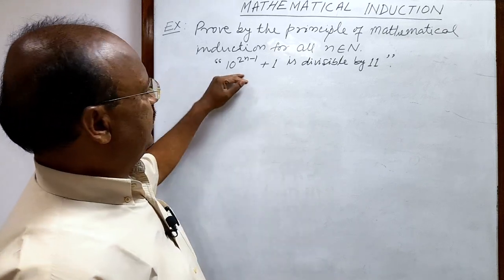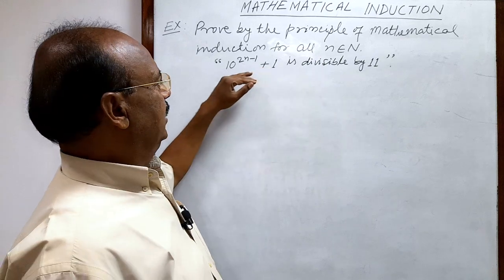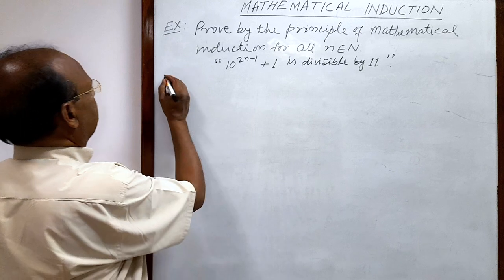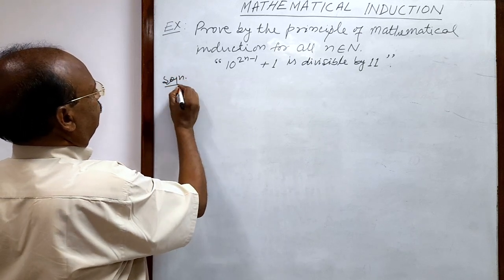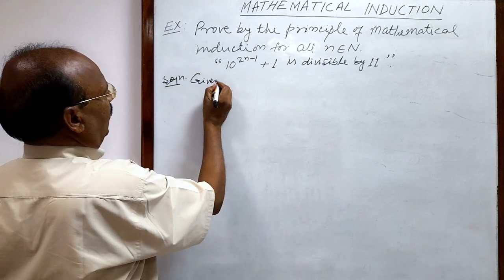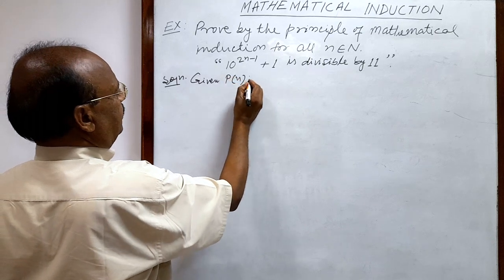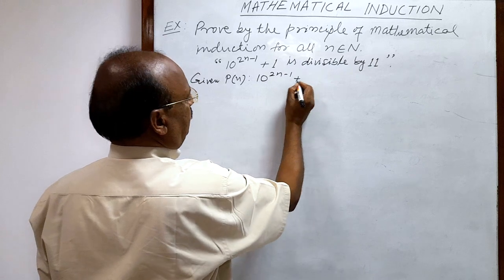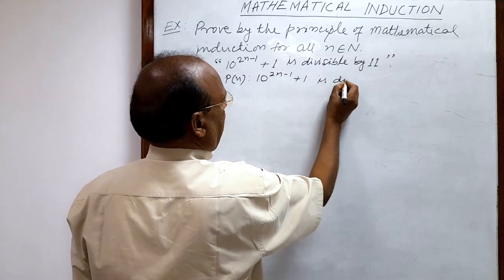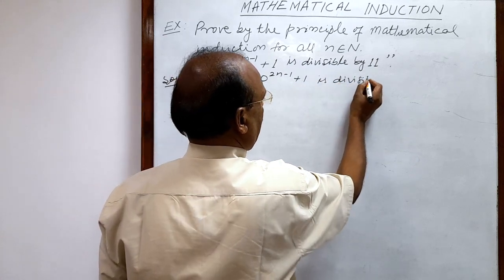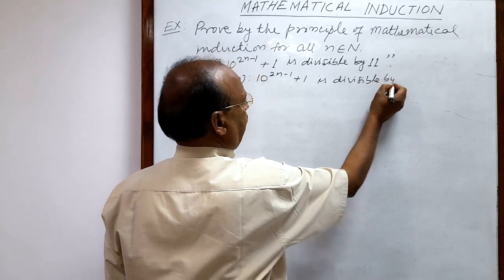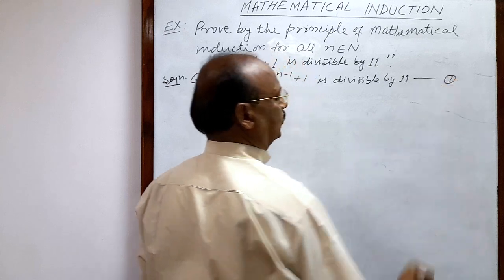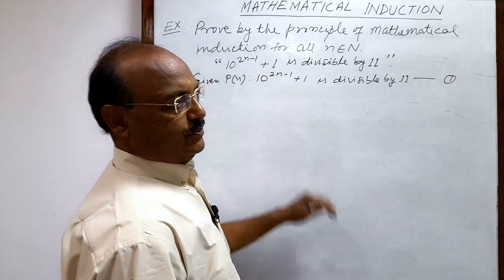This is the given mathematical statement, denoted by Pn. So let us see the solution. Here the given mathematical statement Pn is 10 to the power 2n minus 1 plus 1 is divisible by 11. Let us call it relation number 1. This is the given statement.